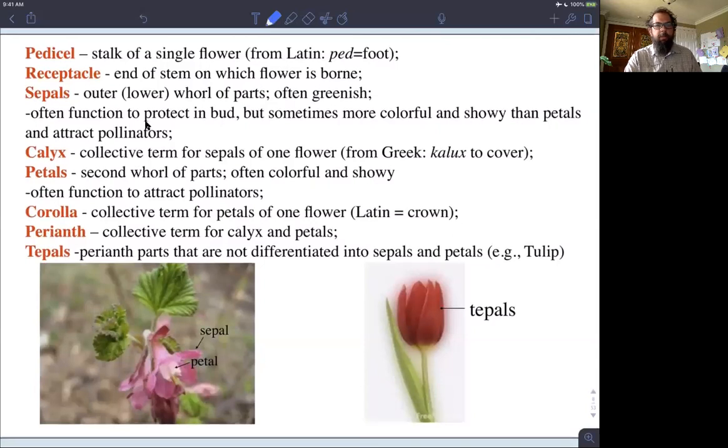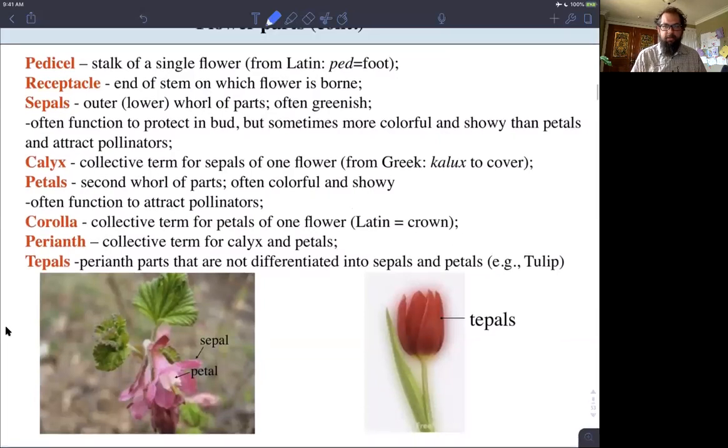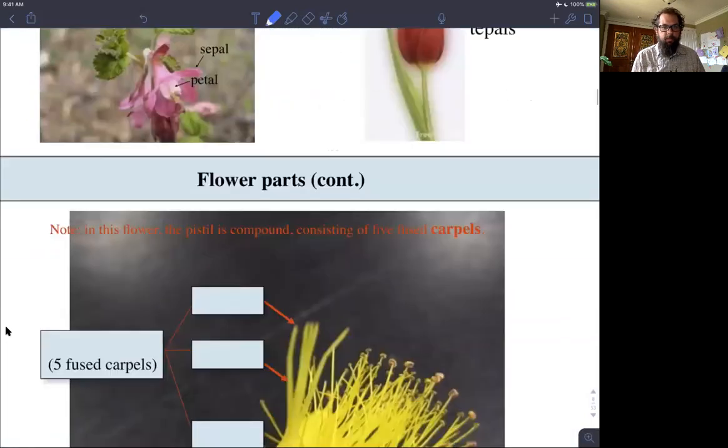And so I've also put the function for sepals. The function is to protect the bud, but sometimes they'll be more colorful and showy than the petals, and they'll attract pollinators too. With the petals, these are often colorful and showy and function to attract pollinators. And we'll talk more about pollination biology in another lecture.